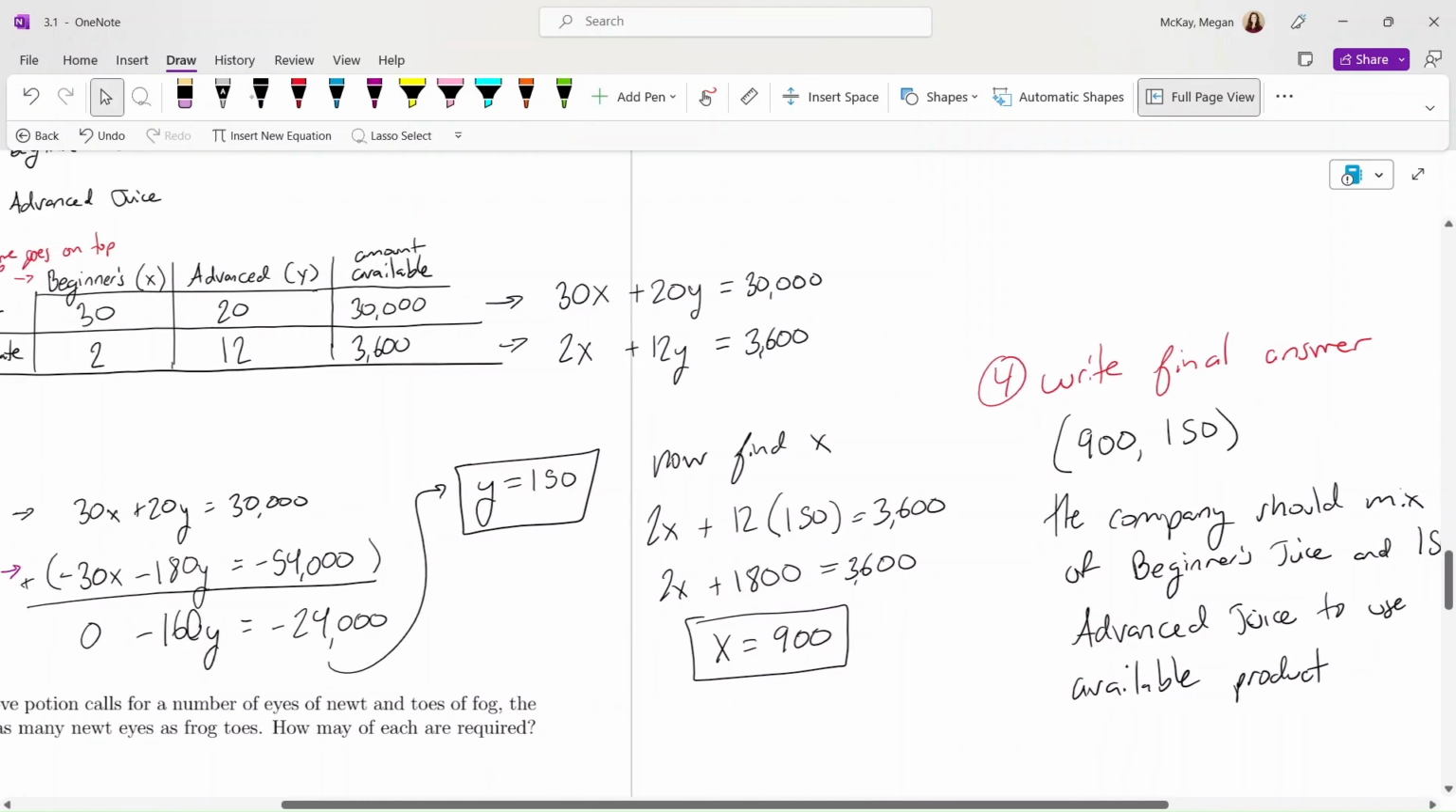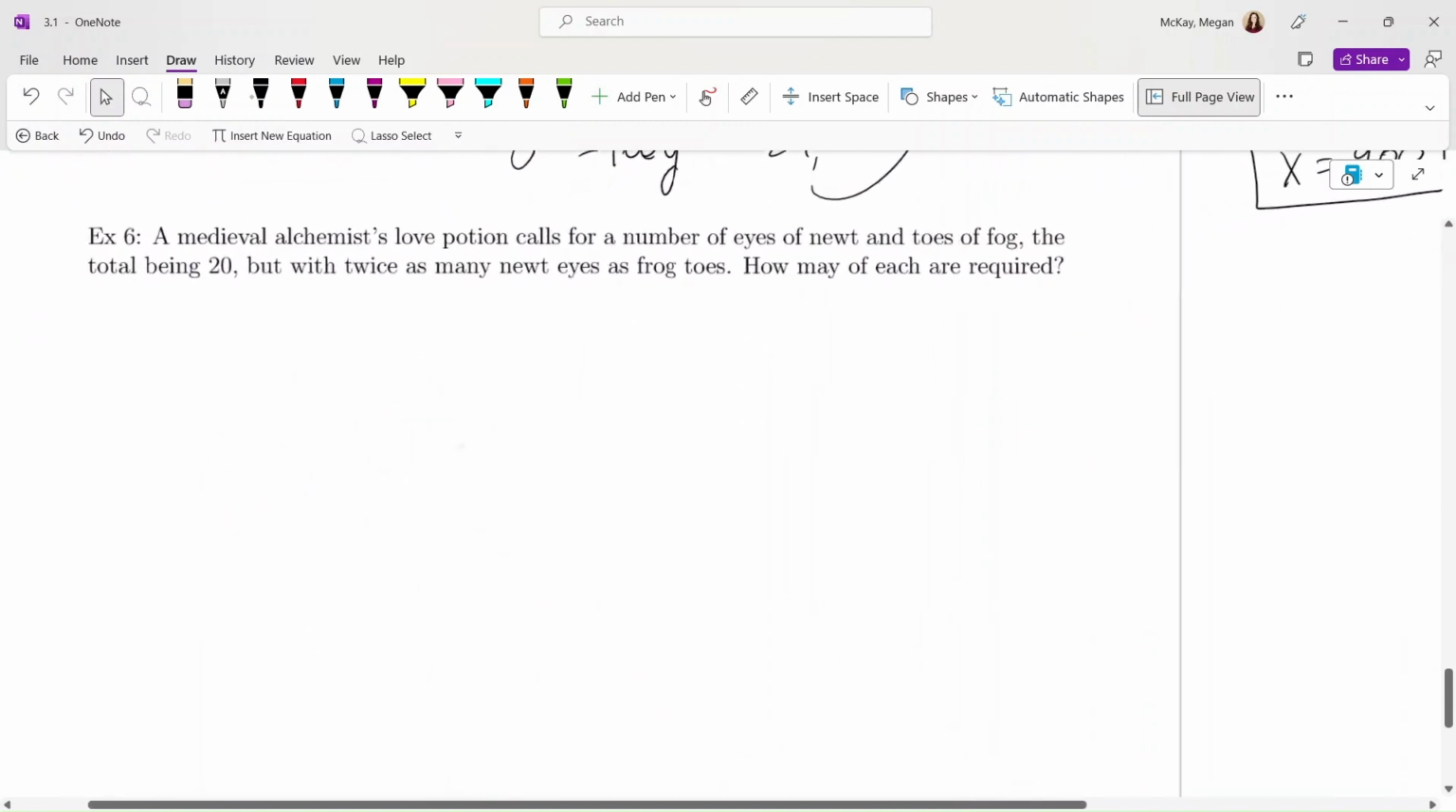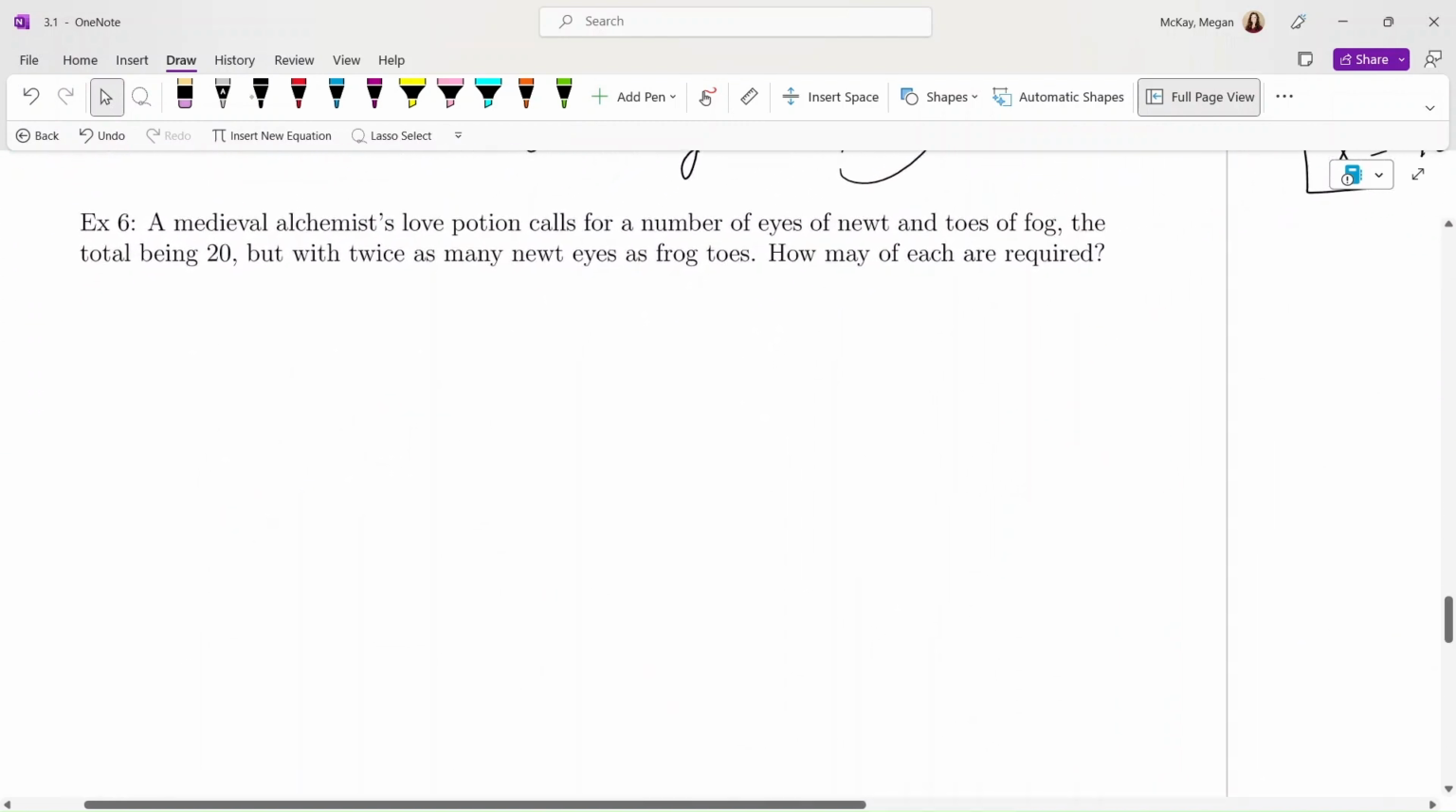Alright, let's take a look at example 6. A medieval alchemist's love potion calls for a number of eyes of newt and toes of frog, the total being 20, but with twice as many newt eyes as frog toes, how many of each are required?